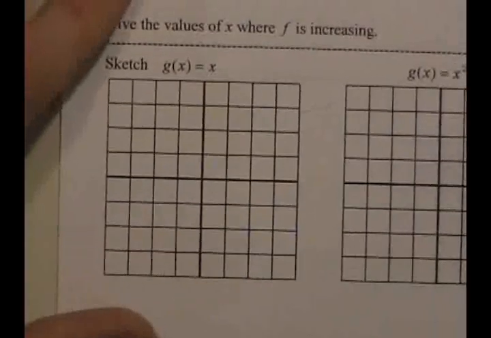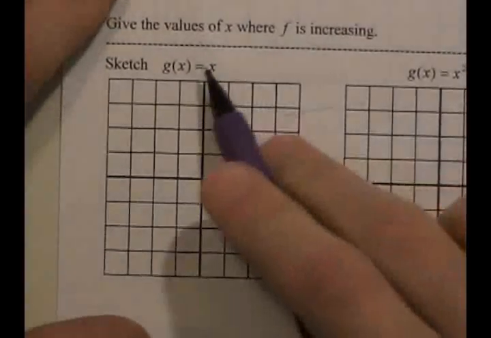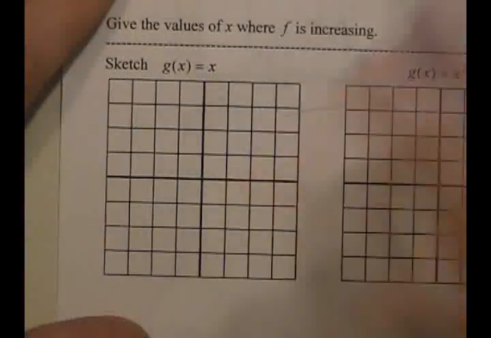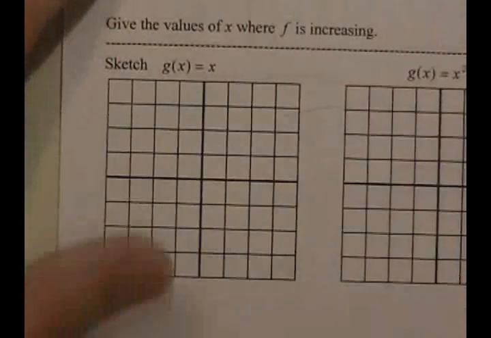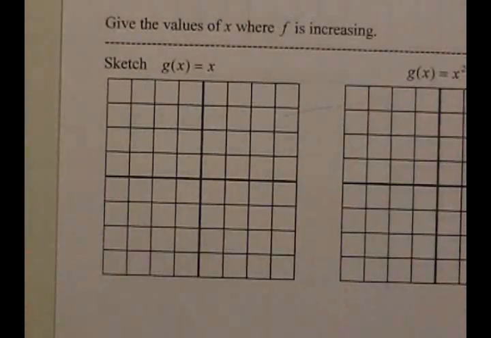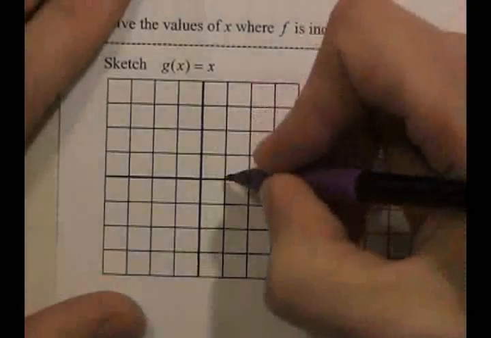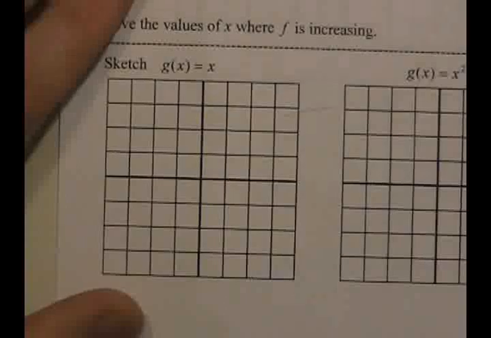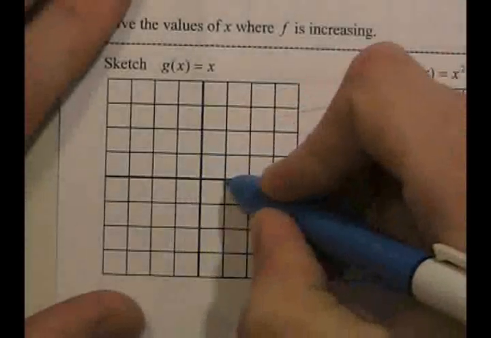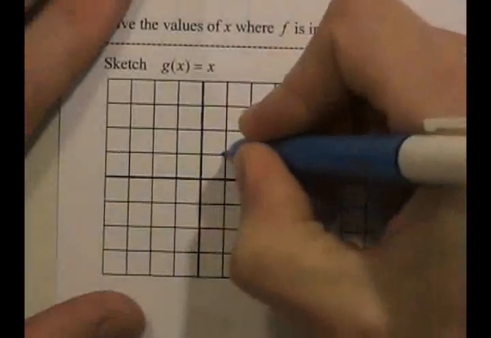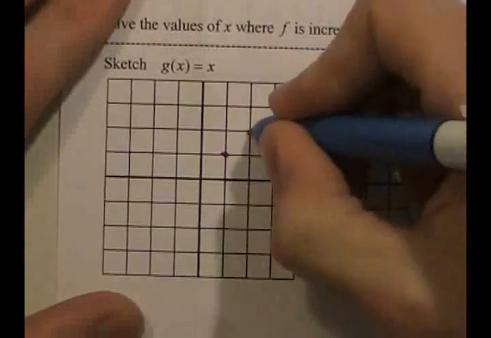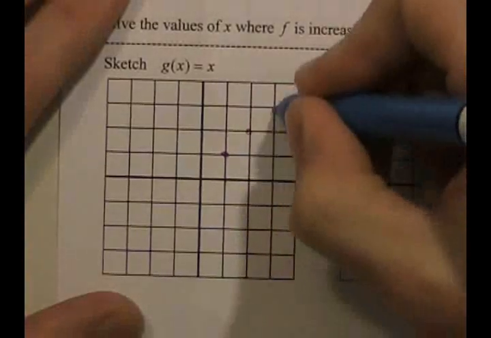At the bottom, it says to just sketch g of x equals x. So this tells you what to do. You have to generate your own chart here by just plugging in inputs and getting outputs and then just plotting them. So g of x equals x. So let me get this out in red here. If x is 1, g of x is 1. So 1 goes to 1. If x is 2, g of x is 2. 2 goes to 2. 3 is going to go to 3.